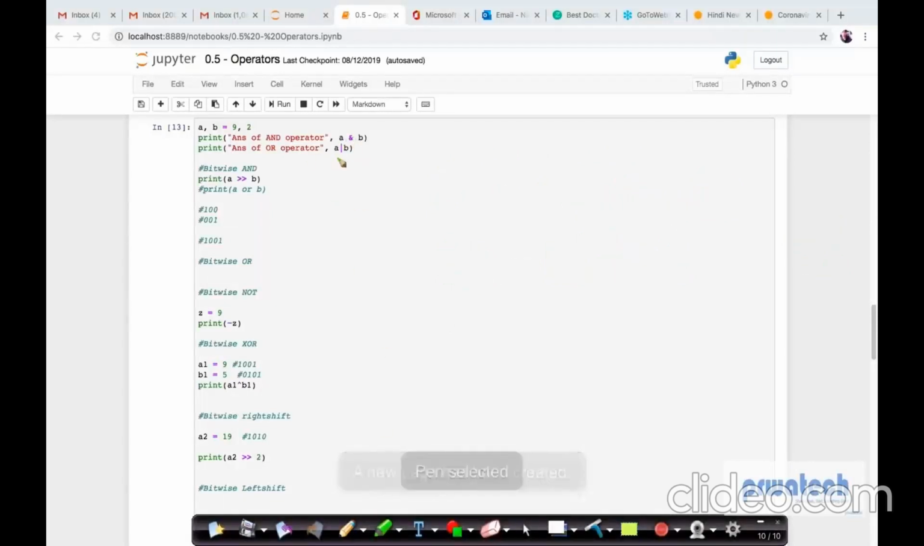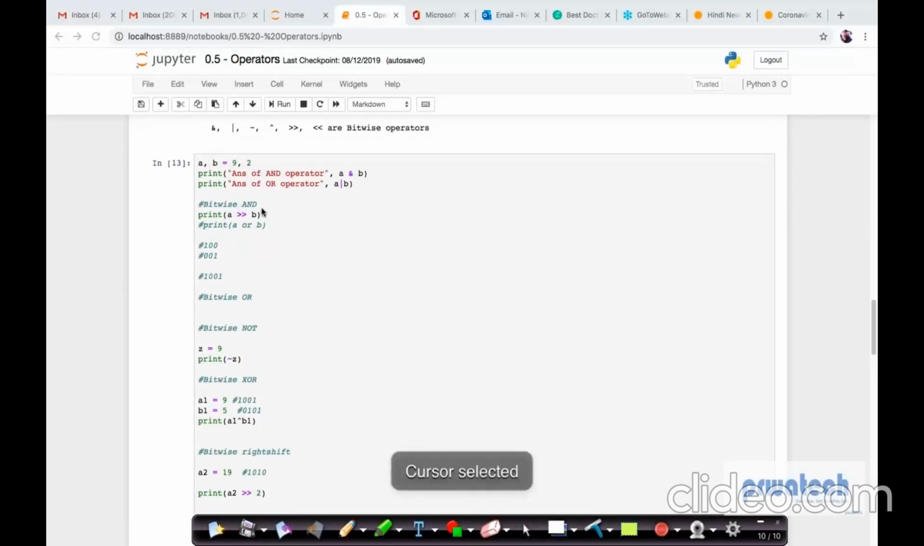AND operator and OR we know. Now shifting will come later. I'll see first the NOT operator. They're anyways a little tricky, so sometimes we get confused with the operations. Anyways, not a problem.